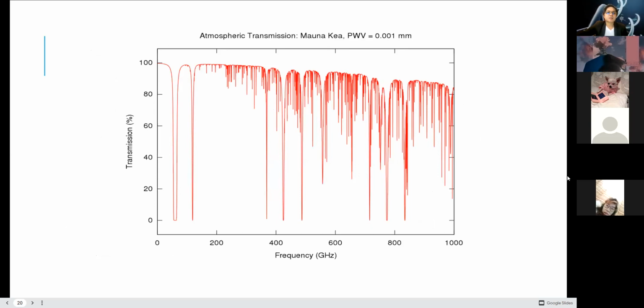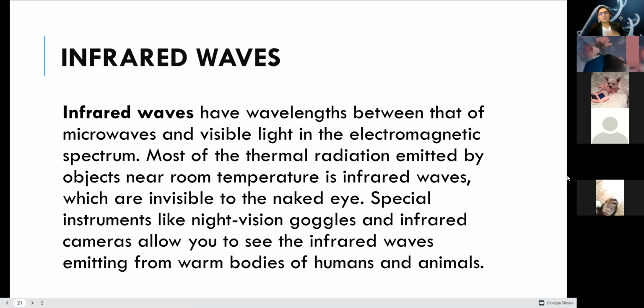Okay. This is actually, you're looking at a microwave. The transmission and the frequency is in there. So this is usually used by a microwave oven. Okay. How about infrared waves? Infrared waves have wavelengths between that of microwaves and visible light in the electromagnetic spectrum.